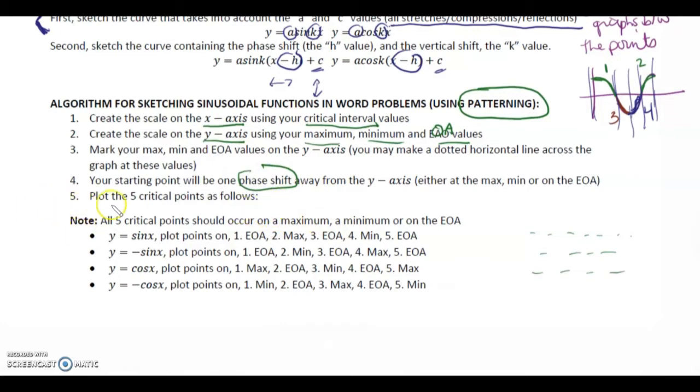Okay, so our patterning is going to look like this. The 5 critical points for sine start on the equation of axis, go up to a max, back down to the equation of axis, down to a min, back up to the equation of axis. And the reflection of sine is opposite that. So instead of going up first, the reflection of sine is going to go down first.